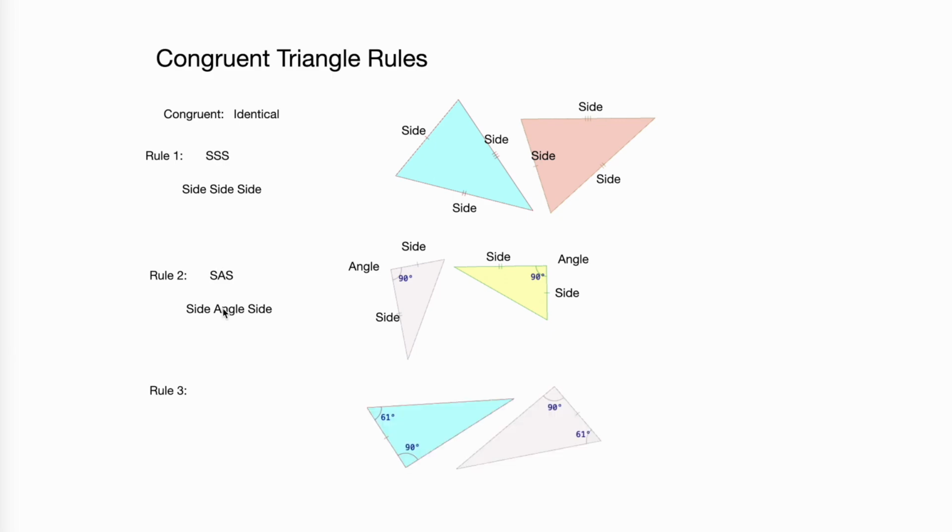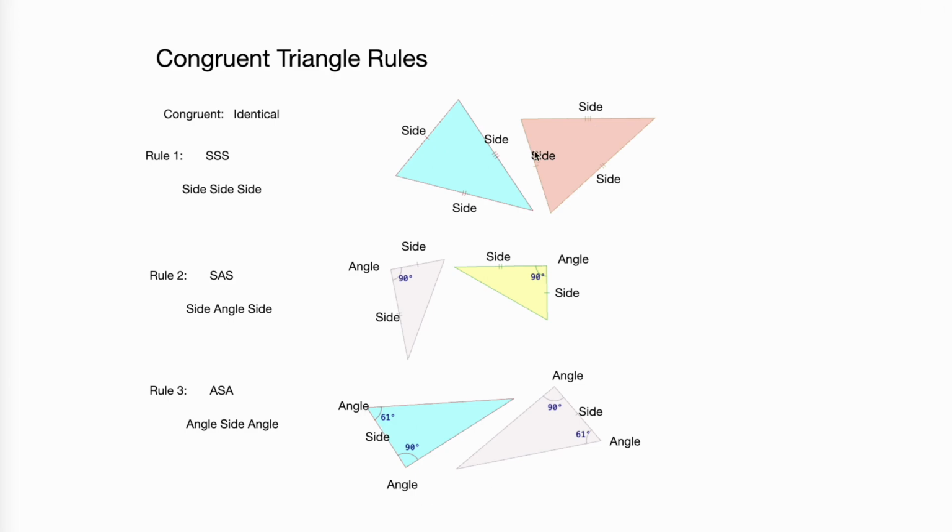Rule number three: notice here I have 61 degrees, 90 degrees, 61 degrees, 90 degrees. The sides between the two angles are also congruent. Then I can say that these triangles are congruent by angle side angle. This rule is called angle side angle. Here is our first angle, and then I have a side, and then I have a second angle. The sides between the two angles are congruent, and the two angles are also congruent. Then we have angle side angle.